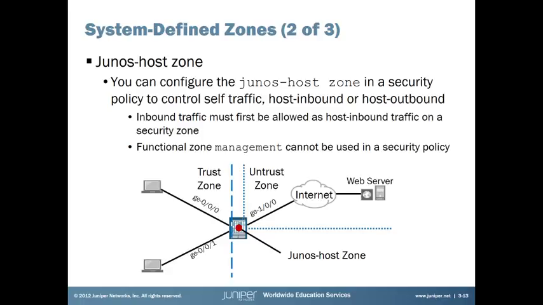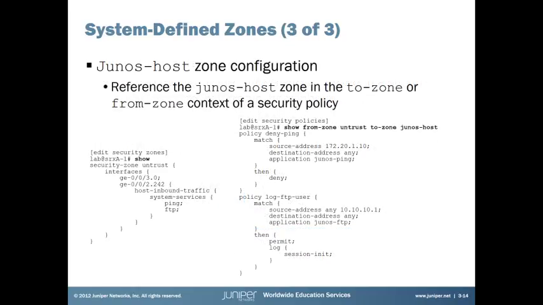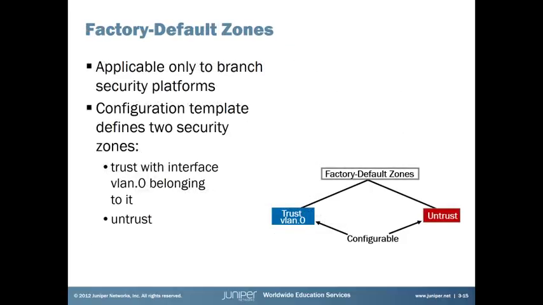We can configure a zone called Junos host zone. Again, that's used to control traffic that is going to the device itself. If we need more control over the traffic that goes to the device itself, we can create this zone. You don't have to, it's optional. I personally have never created it, but there would be maybe situations where you just need more control over what traffic gets into that particular device, and you can set up this thing called a host zone. And there's an example of configuration right there.